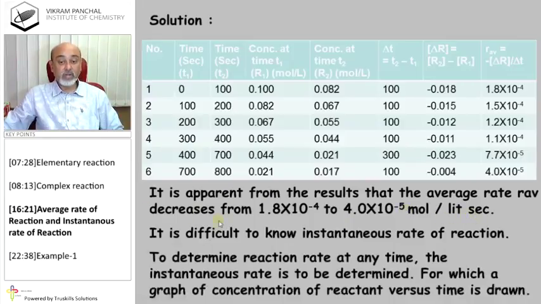Well, it is difficult to know the instantaneous rate of reaction from these results. To determine the reaction rate at any time, that is the instantaneous rate, we have to plot a graph of concentration of reactants versus time.